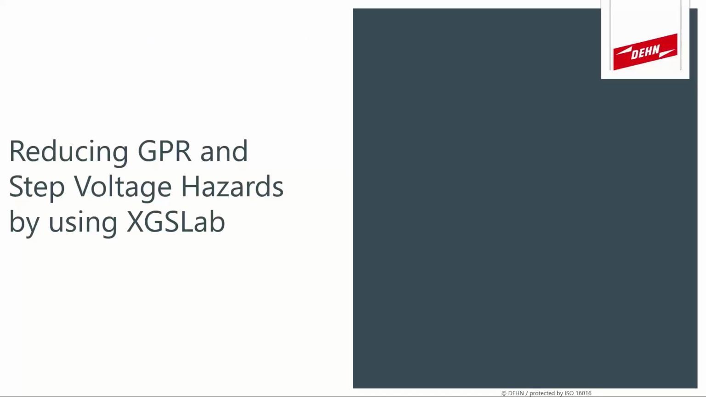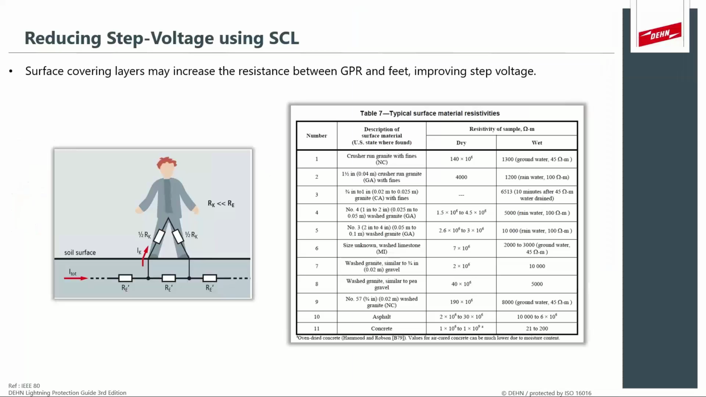The second issue that we need to address is to reduce the ground potential rise and thus reduce the step voltage hazards. We're going to do this again by using the XGSLab software. As I mentioned previously, we can firstly apply a surface covering layer, also known as SCL, between the human body and the ground potential rise, meaning that we will increase the resistance between the two significantly, to ensure that there's not a high voltage above that resistance, which can cause hazardous step voltages or current to flow through the body.